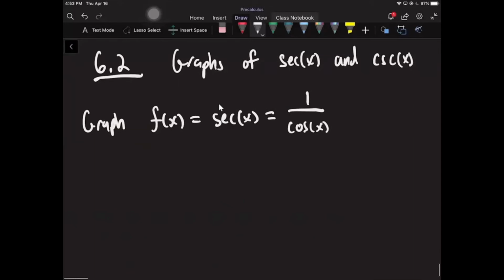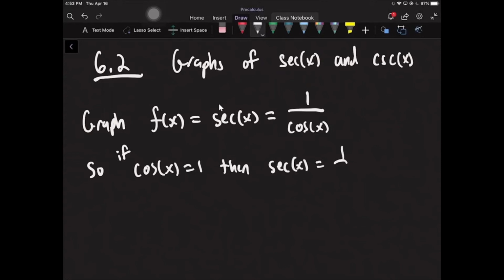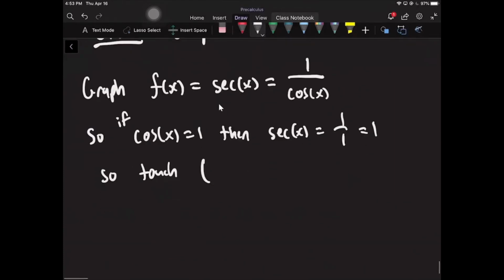So what does that mean if I want to know the points on the graph? That means, for example, that if cosine of x is 1, then secant of x is 1 over 1, so it's the same thing. So they actually connect. They touch. So when is cosine 1? That's if I plug in 0, right? If I plug in 0, I get 1. So that means when I plug in secant of 0, I also get 1. So they touch.